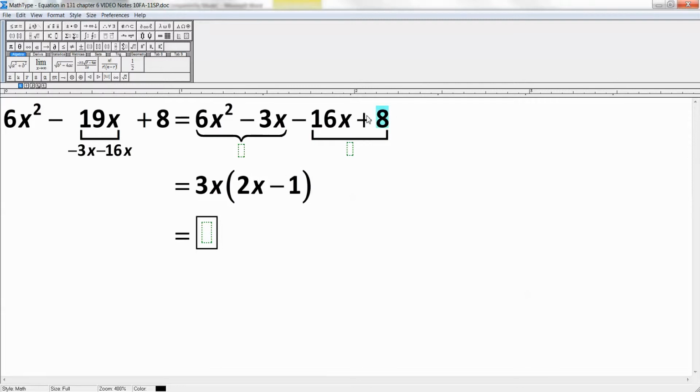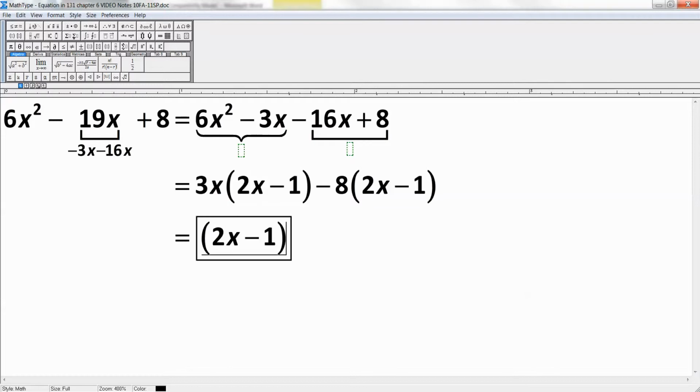Now if you look at the back two, 8 comes out, right? Because 8 goes into 8, 8 goes into 16. But if you do plus 8, you're going to have negative 2x plus 1, which is exactly the opposite of what you want. You need the parentheses to be identical. So what you can do is take out a negative 8 instead. If you take out a negative 8, it'll turn it to positive 2x minus 1. And then that's it. So it'll be 2x minus 1, 3x minus 8.